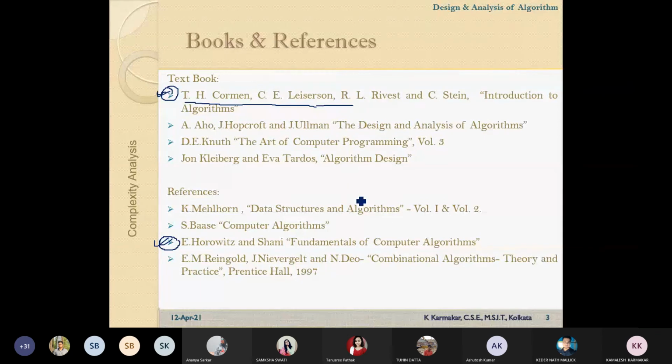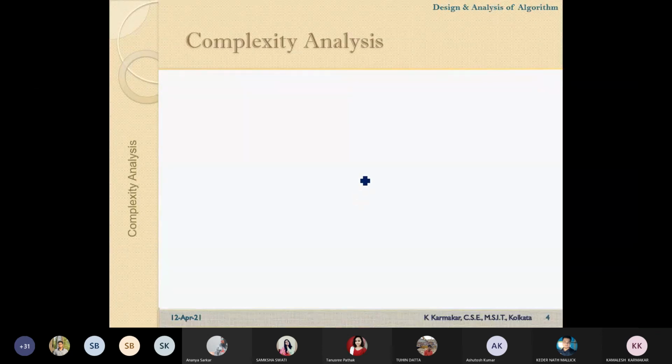So now I'm coming to this discussion. How do you decide that the complexity of merge sort algorithm is big O of n log n? How do you decide it? There are different approaches. You can discuss with any approach.